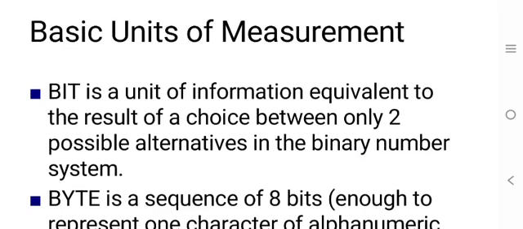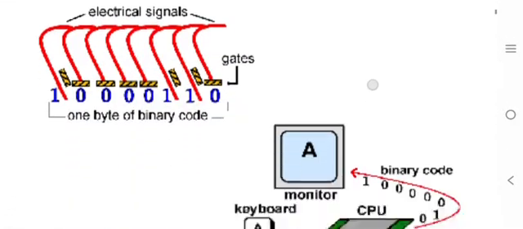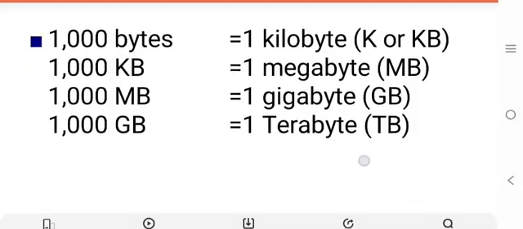Now the next one is the basic units of measurement. All the data in a computer system is measured in bits and bytes. A bit is the smallest unit of data and can have only two values, 0 and 1. Eight bits make one byte, and a byte is usually enough to represent a single letter or number. When bytes are grouped together, we get larger units called kilobyte, megabyte, gigabyte, and terabyte.